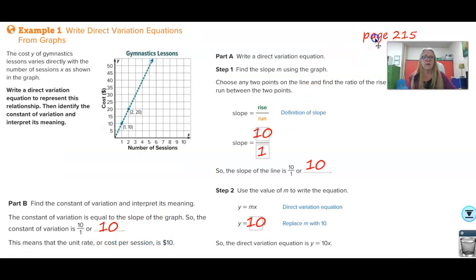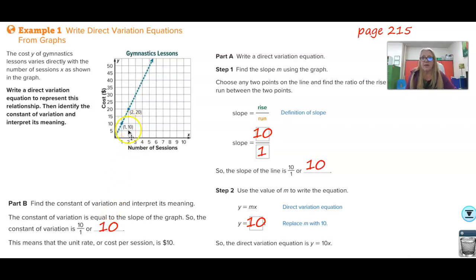Okay, so here we have a real example. The cost y of gymnastics lessons varies directly with the number of sessions as shown in the graph. So they're charging you so much per gymnastics lesson. The more lessons you take, the more money you have to pay. Here's a graph showing how the amount of money you spend goes up as the number of sessions you buy also goes up. So find the constant of variation, find the slope, constant of variation is slope, and interpret its meaning.